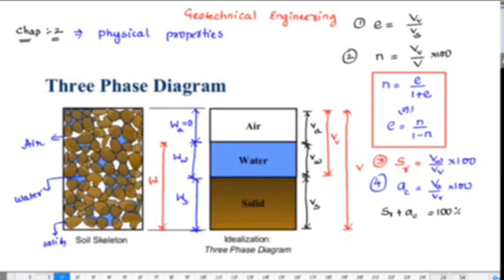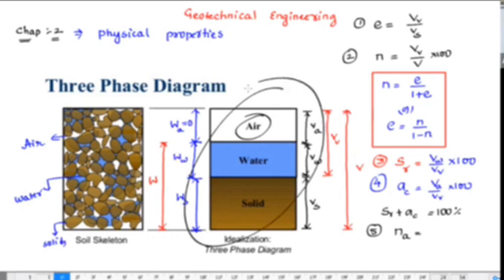And next, percentage air voids. See, air content means how much air is present in the voids, but air voids means how much air is present in the total soil. So how much air Va in the total soil: Va by V into 100.